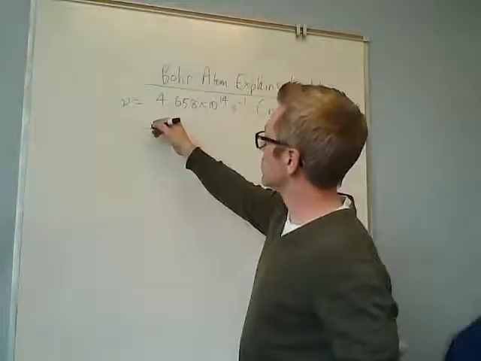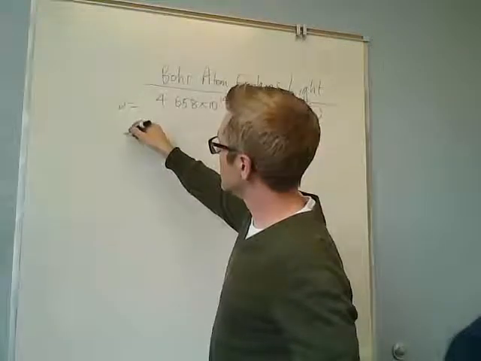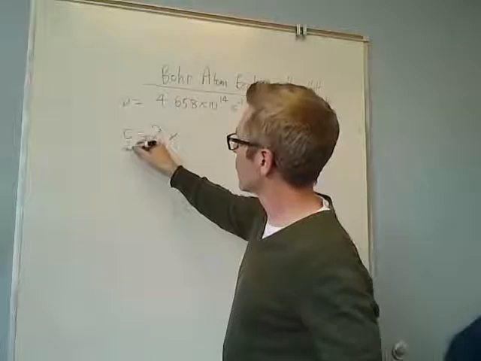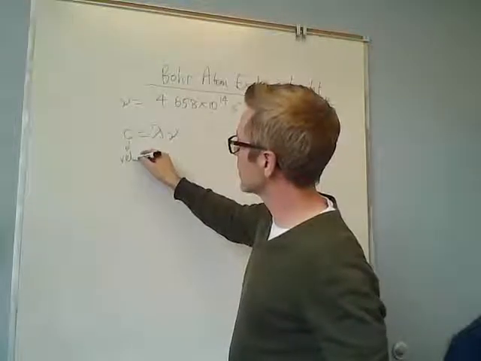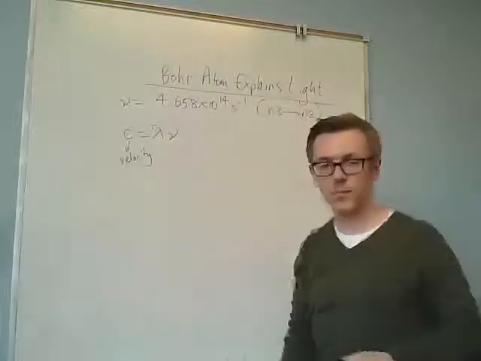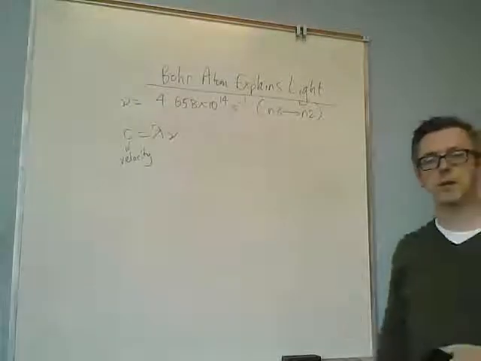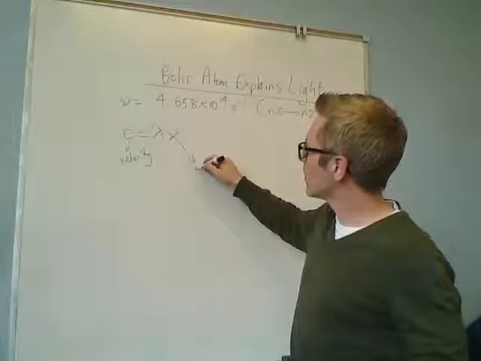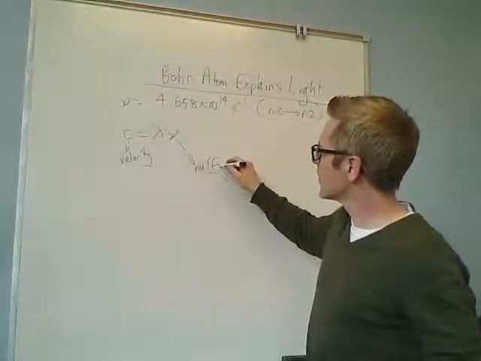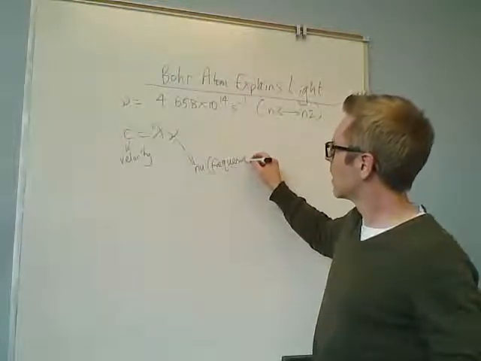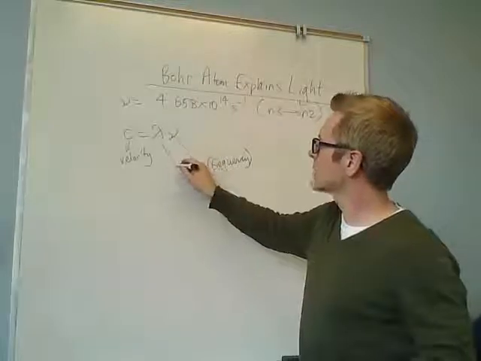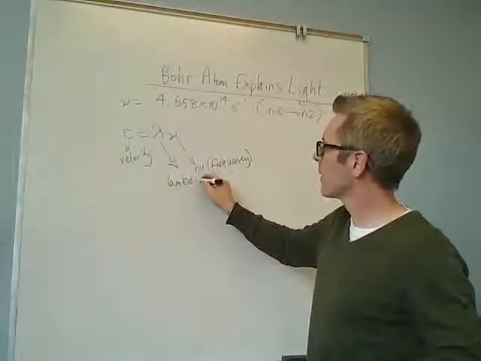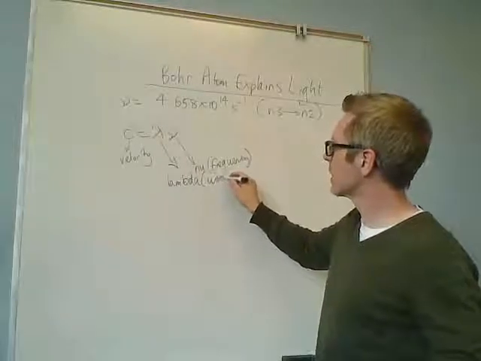There's another equation we'll need. C equals lambda nu, where C is the velocity of light. It's called C because the velocity of light is a constant. Nu we know is frequency. And this is a Greek letter L, called lambda, and this is wavelength.